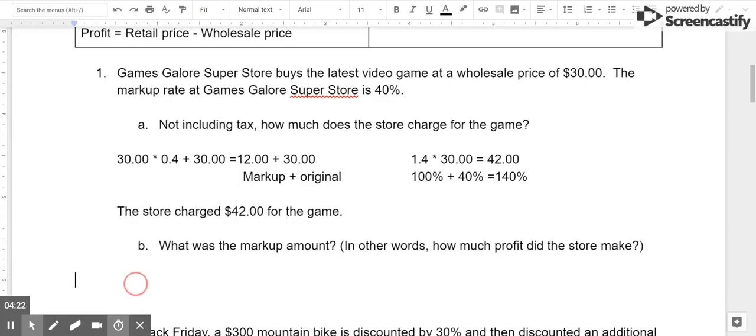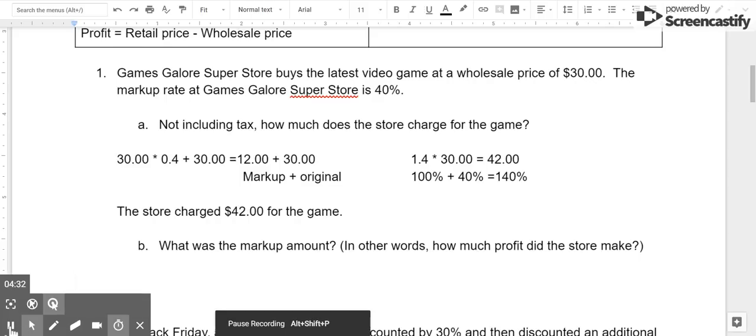We've already discussed the answer to part B, so please write the answer to part B on your paper. If you're not sure what our answer was, go back and watch the past few minutes of the video again.